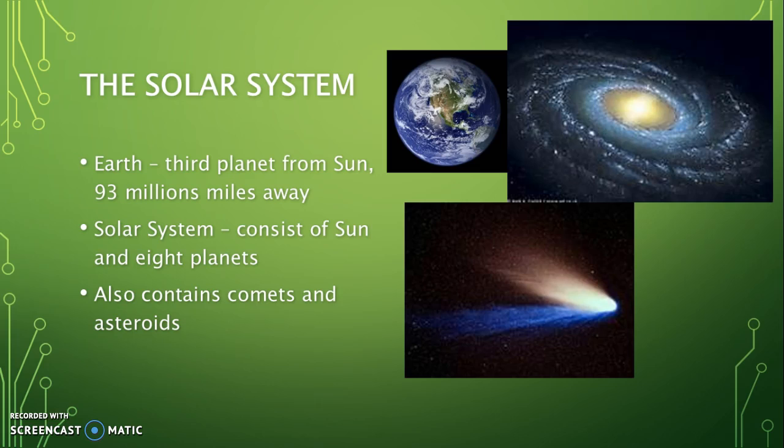Of course, the solar system. Earth is the third planet from the sun. It is like 93 million miles away from the sun, so pretty far. The solar system consists of 8 different planets, and of course the sun in the middle. Also, there are other things in our solar system, like comets and asteroids.